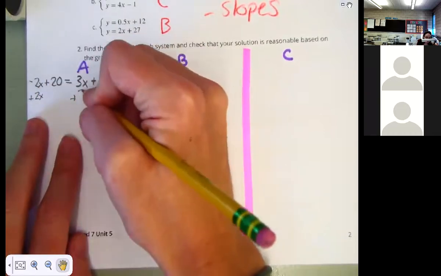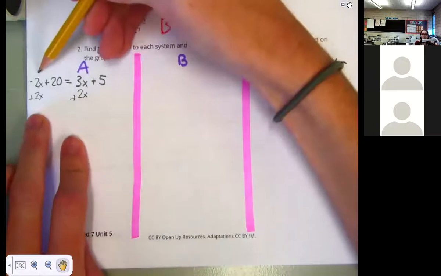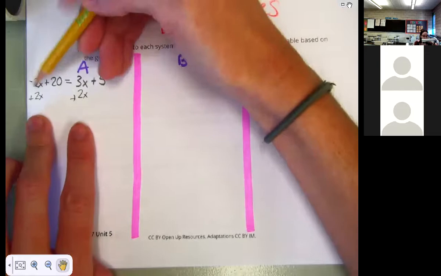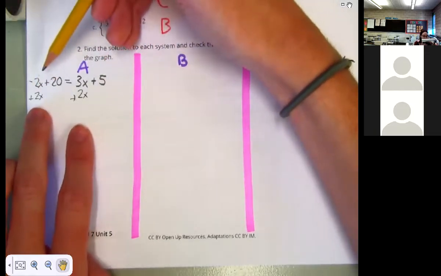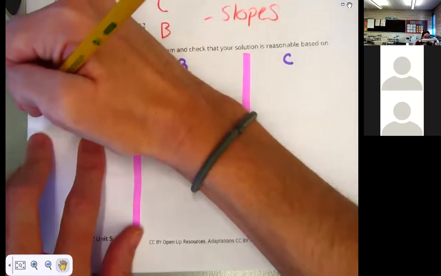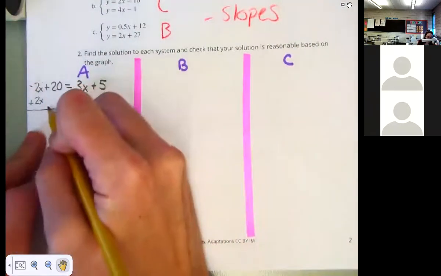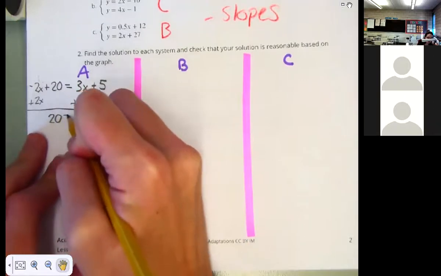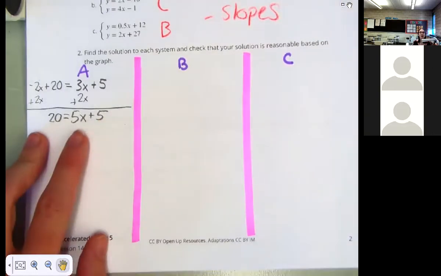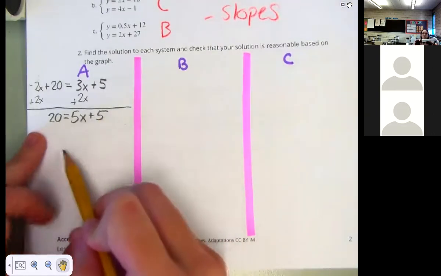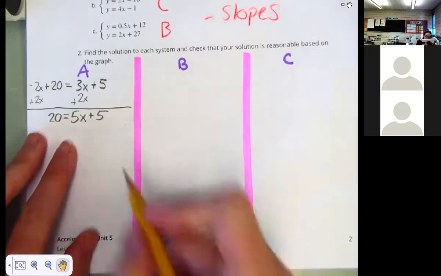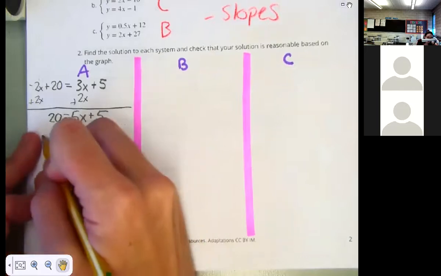Very good. Because this negative 2x is the smaller of the two variables, we're going to move it to the other side using the opposite operation. Negative 2x, the opposite of that is plus 2x to each side. When we do that, on the left side we're left with 20 is equal to 5x plus 5. Now we need to get our constants over to the right side. How am I going to do that? Very good, Junior. Minus 5 from both sides.